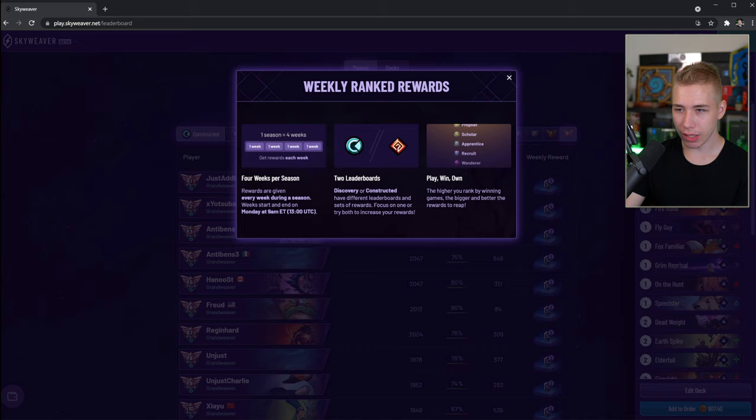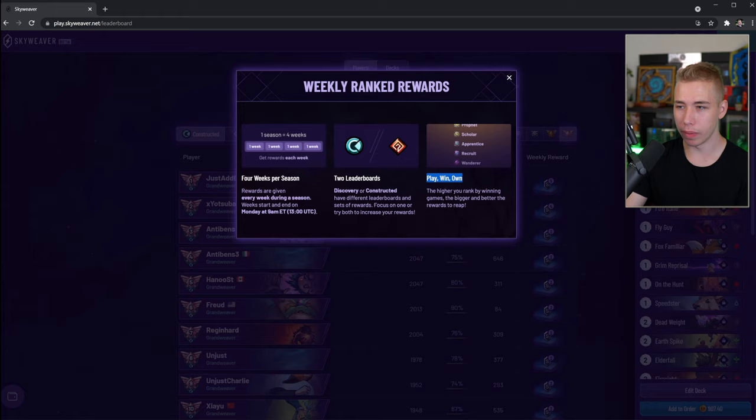4 weeks per season, rewards are given every week during a season, weeks start and end on Monday. There are two leaderboards, discovery and constructed, and they have different leaderboards and sets of rewards. Focus on one or try to increase your rewards for both. Play, win, own. The higher your rank by winning games, the bigger and better the rewards to reap.